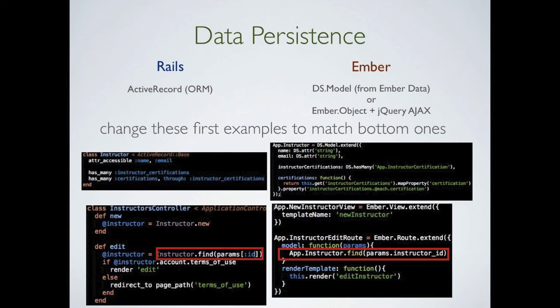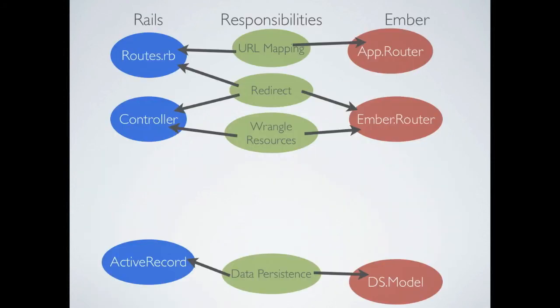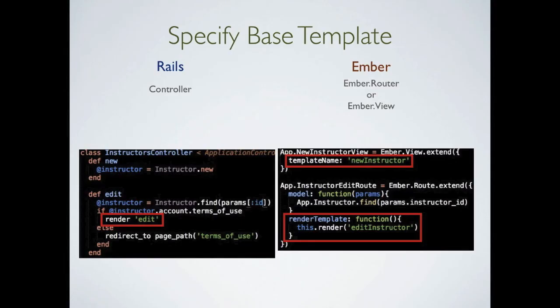Then we have data persistence. In Rails, that's done with Active Record. And in Ember, in this case, we're using DS.Model. And notice how incredibly similar these are. This happens to be the one thing that everyone agrees on. And if you look at this code, you can see why. There's no mistaking this for anything else. Here it is on the mapping.